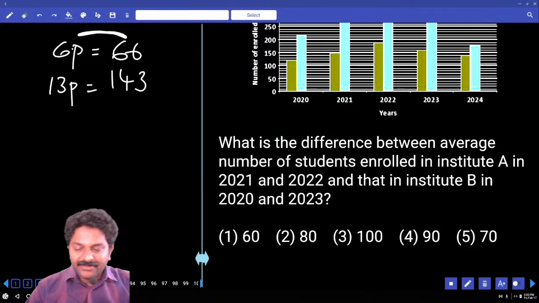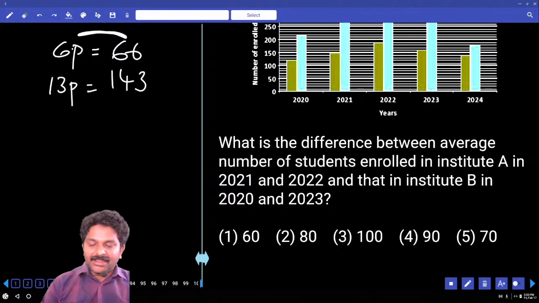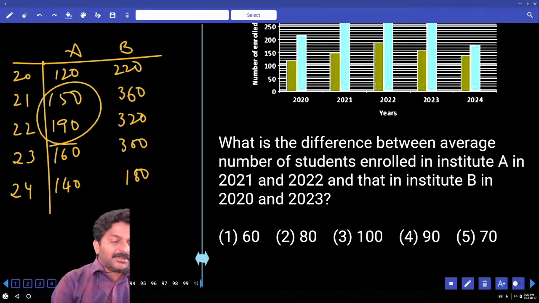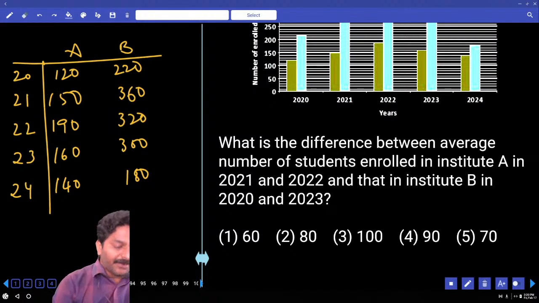What is the difference between the average number of students enrolled in A in 2021, 2022? Sum of both the numbers, 340.